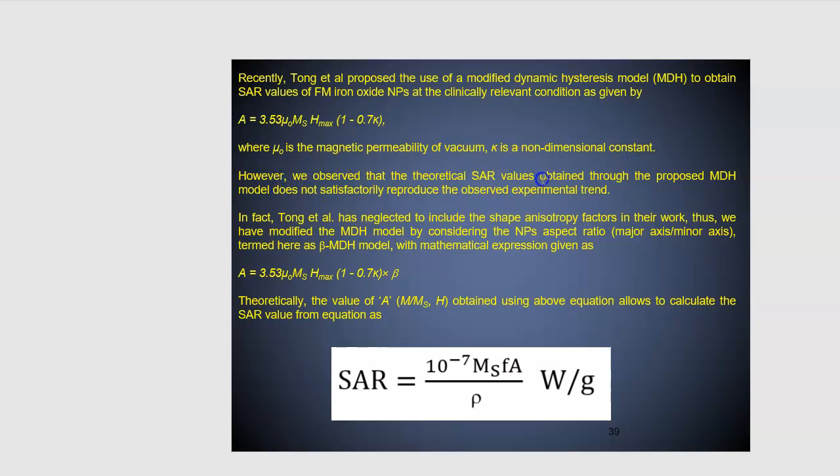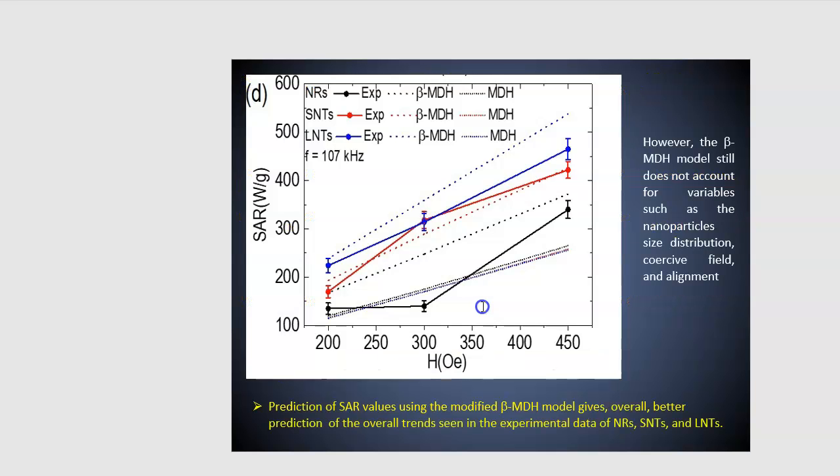However, we observed that the theoretical SAR value obtained through this proposed model, that is the dynamic hysteresis model, does not satisfactorily reproduce the observed experimental trend. In fact, Tong et al. have neglected the contribution from shape anisotropy in their work. So we modified this model and put the aspect ratio into consideration, and this is the modified equation, and these are the results.